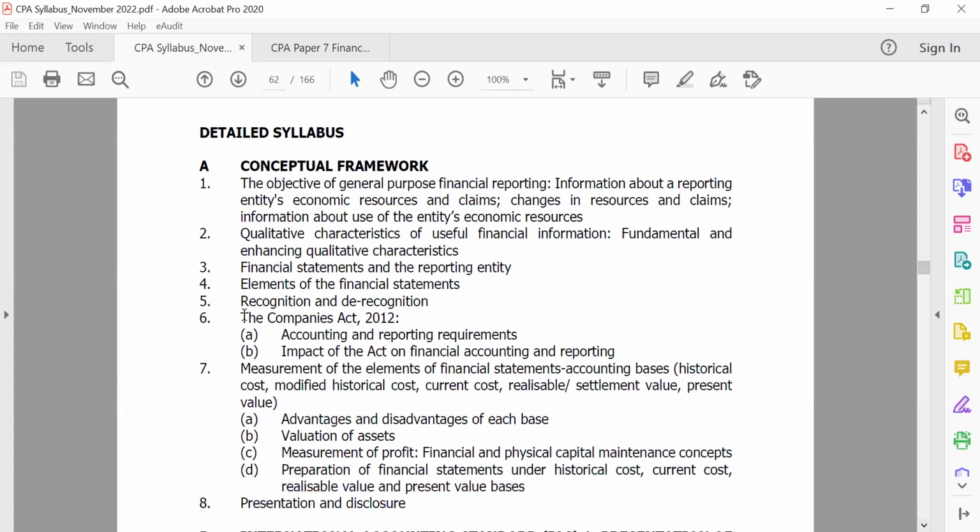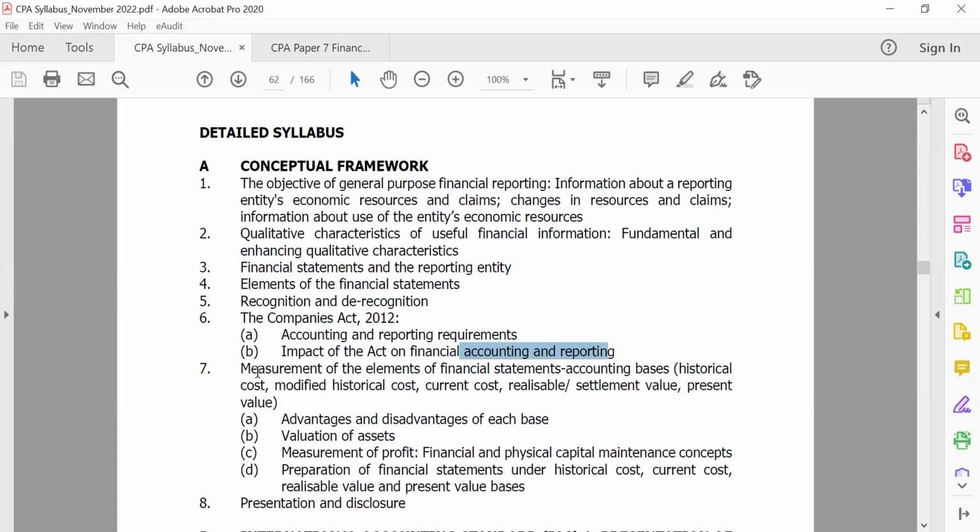And in regards to the reporting framework, of course, as in Uganda, the reporting framework is also governed by the Companies Act 2012. So be able to understand what does the Act say about the accounting and reporting requirements, and how does the Act also influence our financial and accounting and reporting.